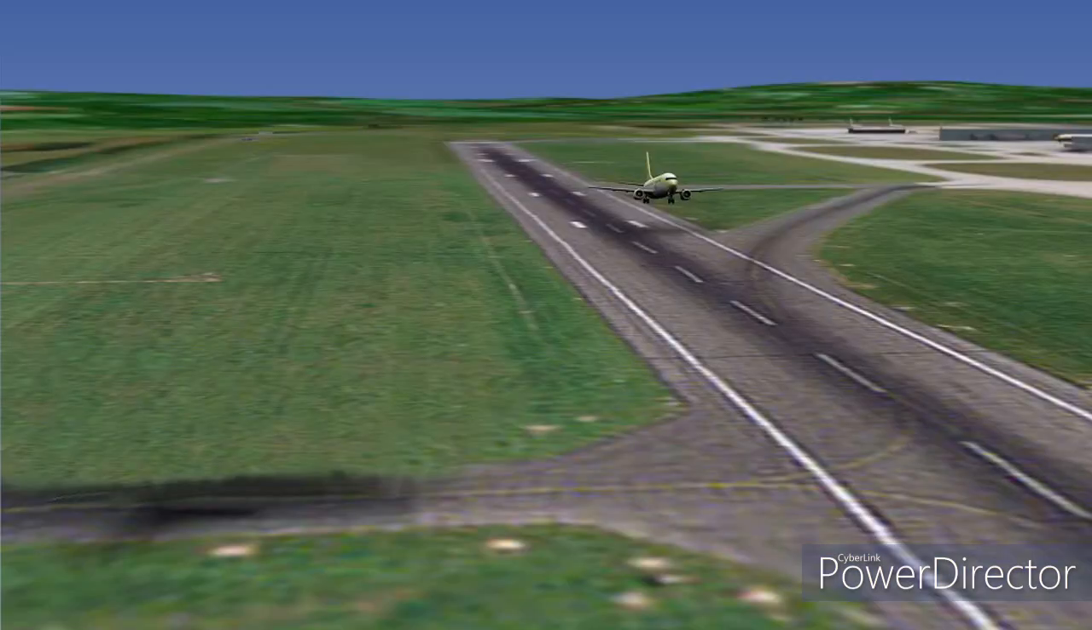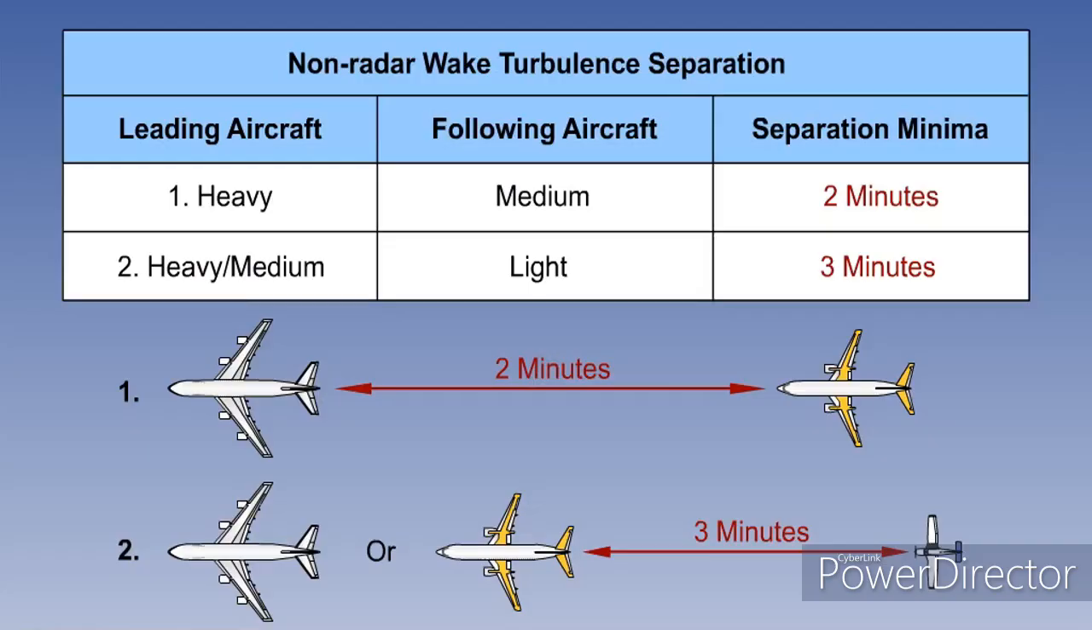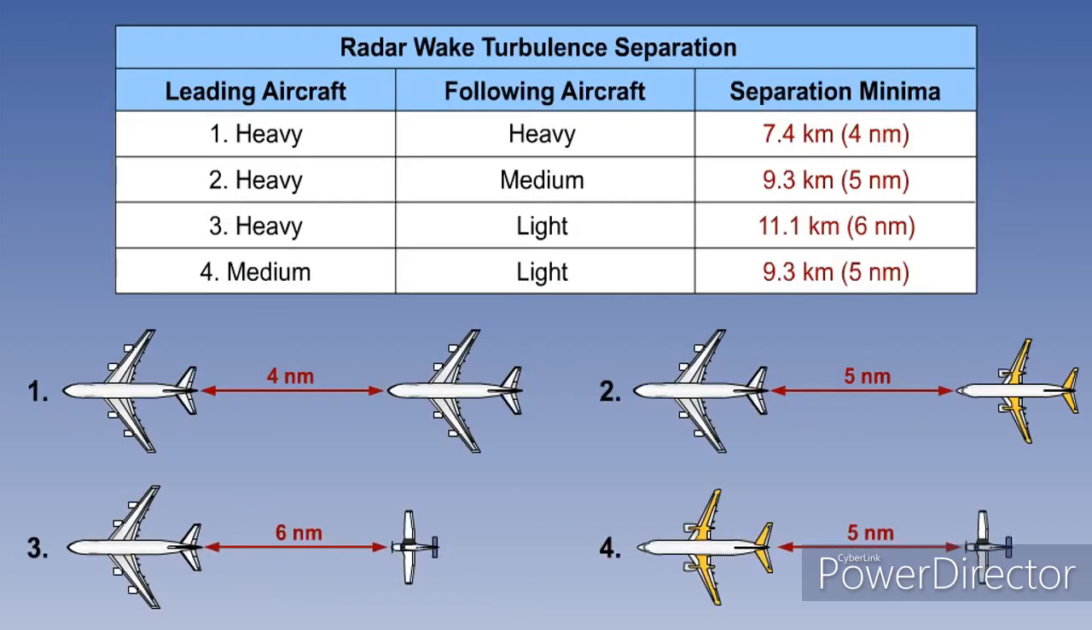The approach to land is a particularly important phase of flight, so we will now discuss the wake turbulence separation minima that will be applied to arriving aircraft. For non-radar, that is procedural separation, a medium category aircraft following a heavy must maintain a minimum of 2-minute separation. Light category aircraft following a medium or heavy must maintain at least 3-minute separation. Using radar separation, the distances shown on screen apply.